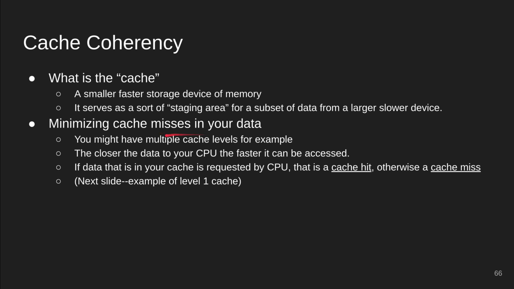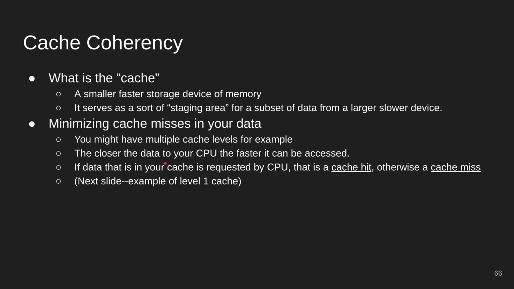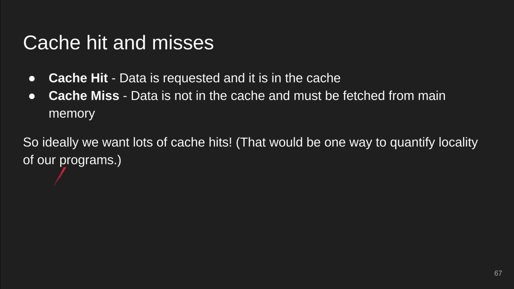Okay, so we want the data to be in our cache. Otherwise, we get what's called a cache miss, where it has to traverse down this memory hierarchy to find the appropriate copy of your data, and then move that data temporarily into the cache and so on. So that's sort of expensive. Okay, so remember, we have these terms cache hits and misses. We want more hits than misses. That means we're doing a good job of finding data that's frequently accessed.